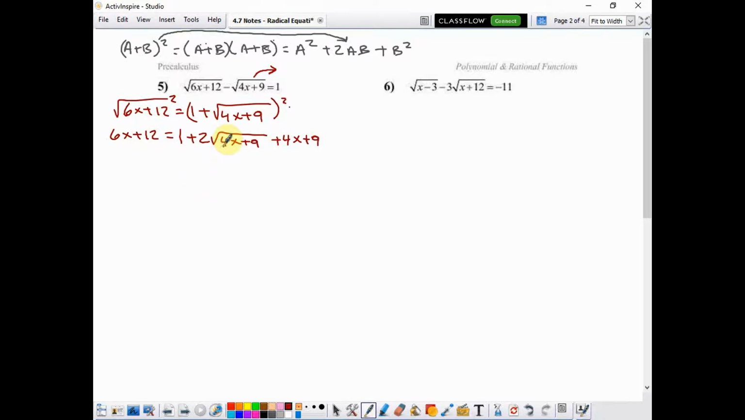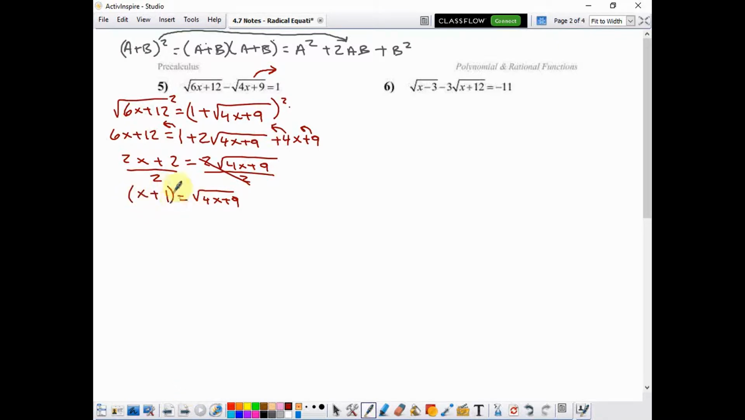Notice I still have a radical, and I'm going to have to get rid of that. So what I'm going to do is move everything to the left side except for the radical. 6x minus 4x is 2x. 12 minus 1 minus 9 is 2. We can make life a little simpler on ourselves by dividing both sides by 2 and get x plus 1 equals square root of 4x plus 9.